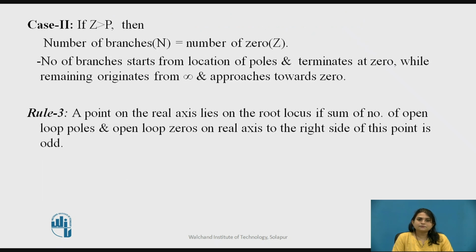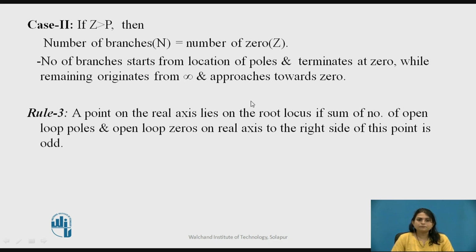In the second case, Z is greater than P. So here the number of branches is equal to the number of zeros. Branches start from the locations of poles and terminate at zeros, while the remaining originate from infinity and approach towards the zeros. So this is the difference between P greater than Z, and Z greater than P. Here we calculate the number of branches for the root locus.